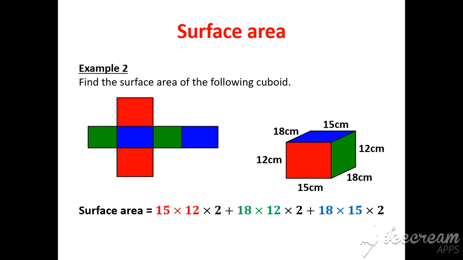If you punch that into a calculator, you will get 1,332 centimeters squared. So the surface area, the area on the outside of that cuboid, is 1,332 centimeters squared. Remember what a centimeter squared is.